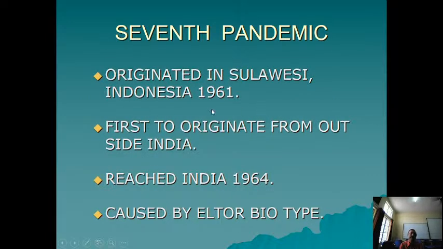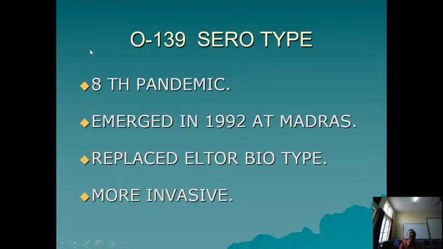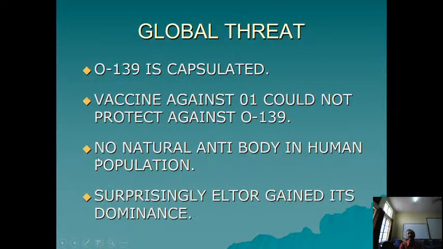The 7th pandemic was Sulawesi. It was the first pandemic which originated outside India, reached India in 1964, and was caused by the El Tor biotype. The 5th, 6th and 7th we've already talked about. A new pandemic started, O139, which started in Chennai. The 8th pandemic, as you can call it, is from 1992 in Chennai.